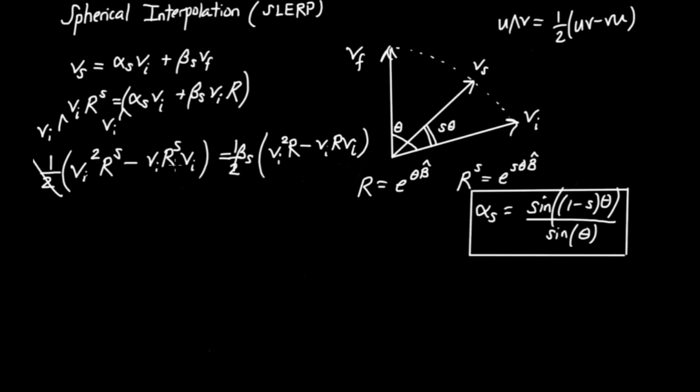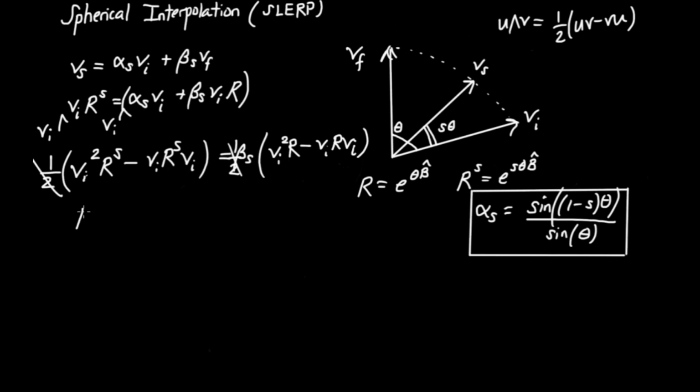Now, cancel out those 1/2s. Now I'm going to use similar algebraic tricks that I used when I was solving for alpha sub s. I'm going to swap r to the s times vi around, making sure to add in the dagger. And we already see these vi squares coming in. Those are just going to be 1, just to remind you.